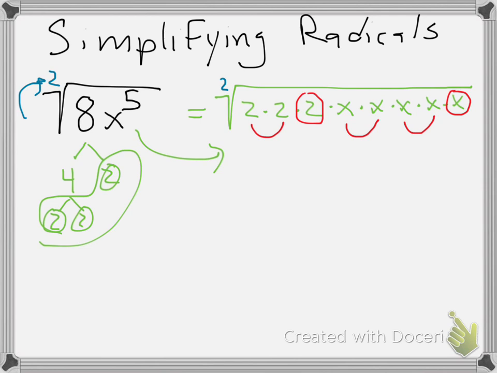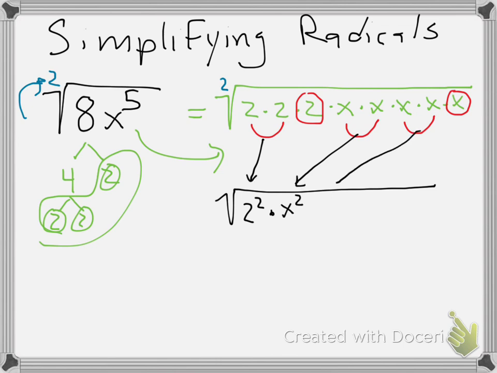So what I'm going to do is rewrite the square root symbol here, and put all the pairs first, and then we'll put what's left over. We have our first pair here, this would be 2 squared. We have our next pair here, multiplied by x squared. We have our next pair here, multiplied by x squared. And then we have our single number here, multiplied by 2, and our last x here, multiplied by x.